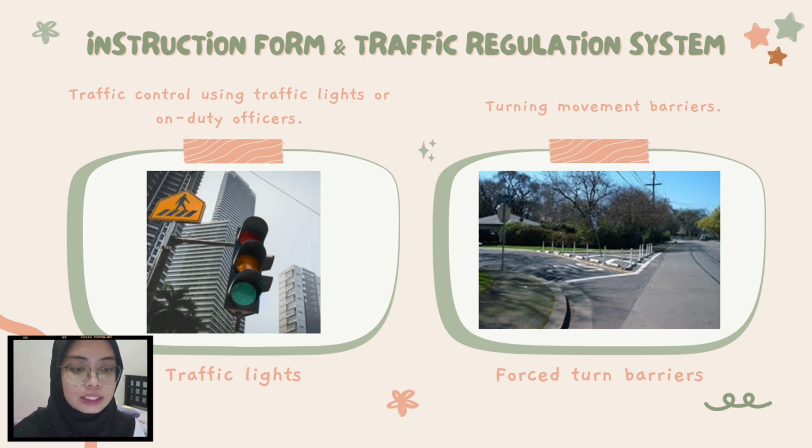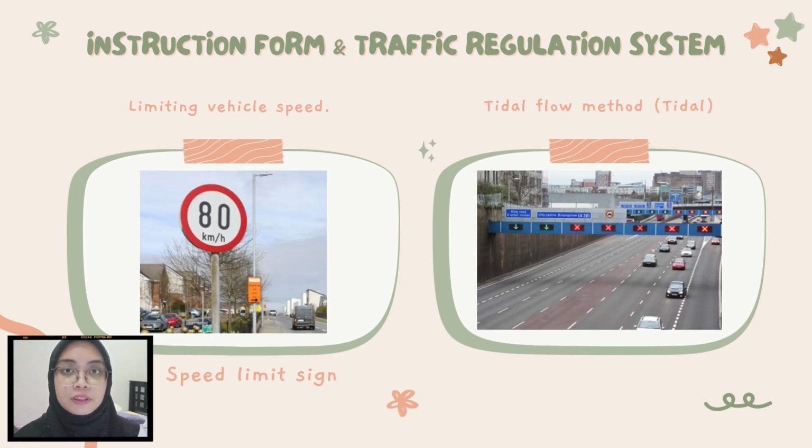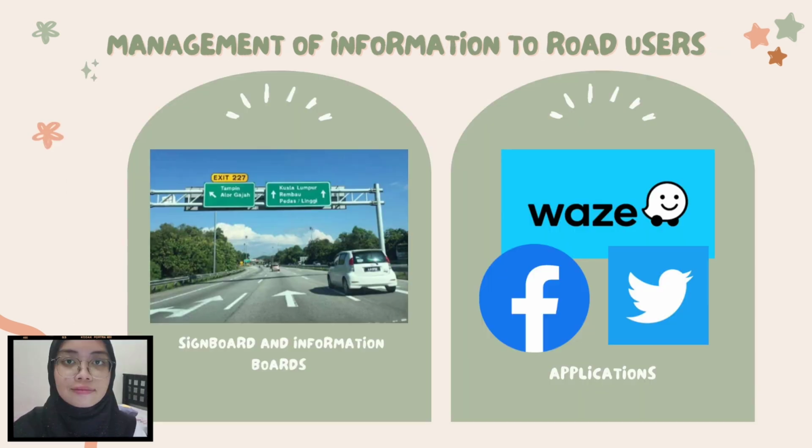So the first example is traffic control using traffic light or on-duty officer. And the second example is turning movement barrier such as forced turn barrier. The third example for instruction form and traffic regulation system is limiting vehicle speed by using speed limit sign. And the last example is tidal flow method.